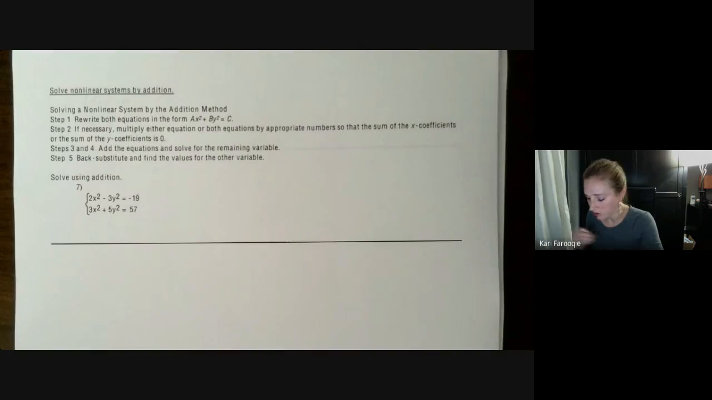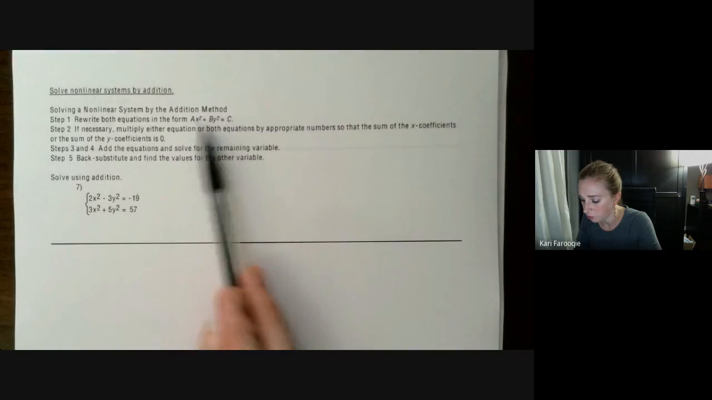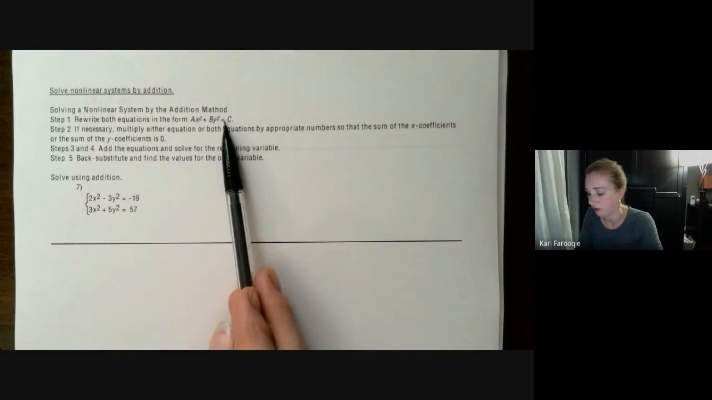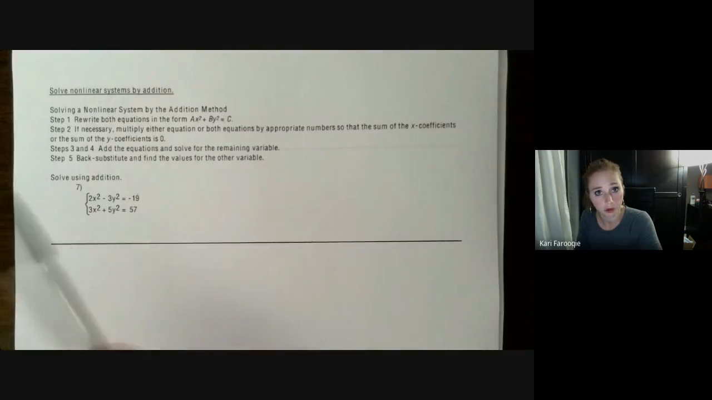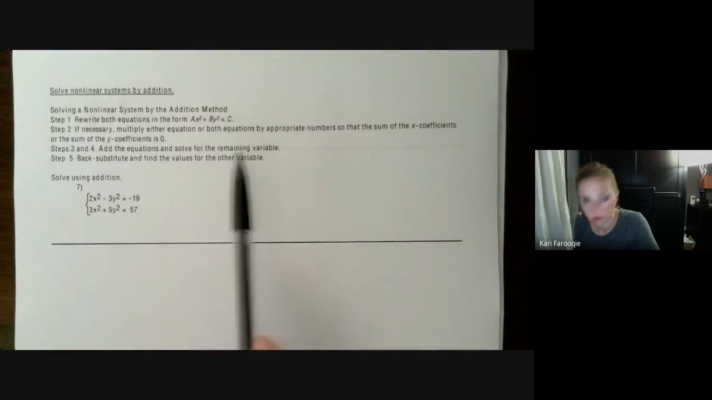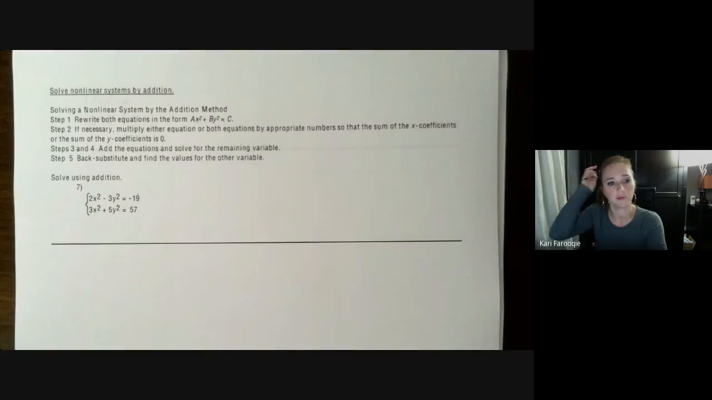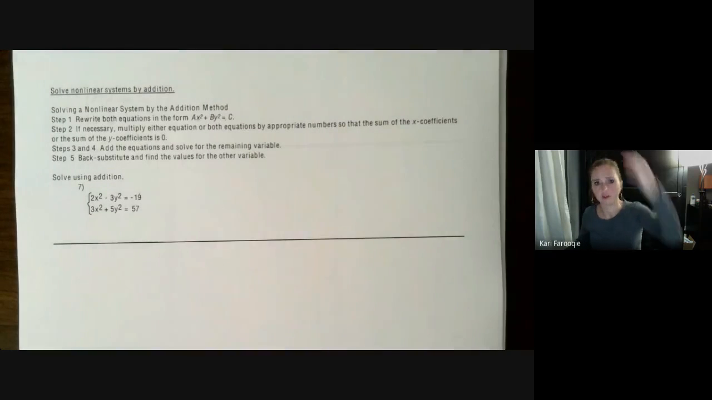And it works the same way that it did for linear equations. So you're going to rewrite the equations so that they're ax squared plus by squared equals c, if they're not already. You might have to multiply one or both equations by some sort of constant in order to get the additive inverses that you need as your coefficients. Steps 3 and 4, add the equations and solve for the remaining variable. And step 5 is back substitute, and then find the value for your other variable. So you're going to see how this works. I think it's pretty straightforward as long as you understood how to work addition with linear equations.